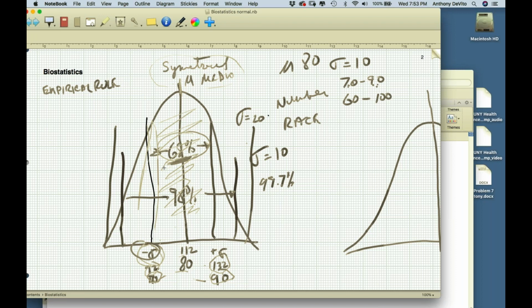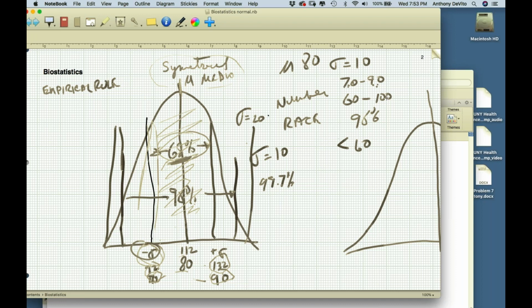Okay, what do you think? Well, that would be 2 standard deviations below and 2 standard deviations above. Exactly, 95%. What percentage of this population would have a blood pressure less than 60?